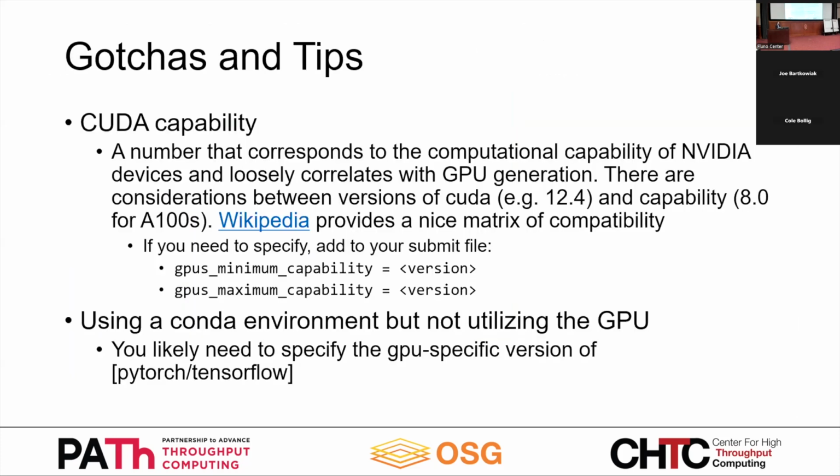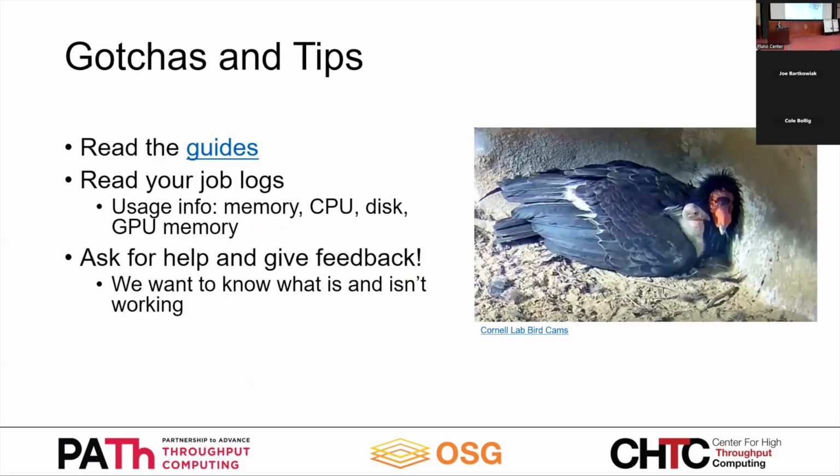Some other gotchas and tips: you want to be aware of CUDA capability. Any number that corresponds to that computational capability, if you need it in your code, be aware of that. There's a really great table on Wikipedia that shows you that. Also, if you're using a Conda environment, you might need to specify the GPU-specific version of PyTorch or TensorFlow. We have a number of really great guides, so please read those.